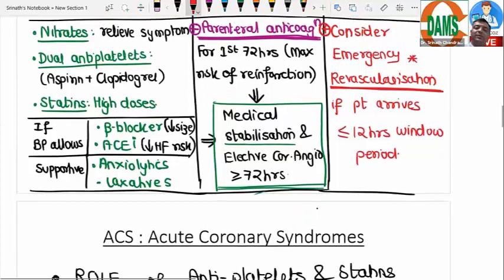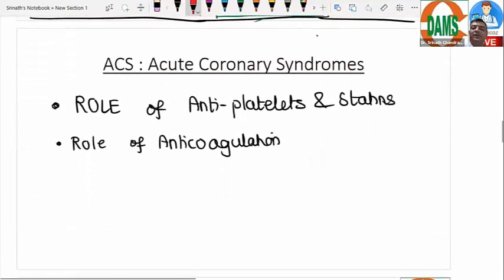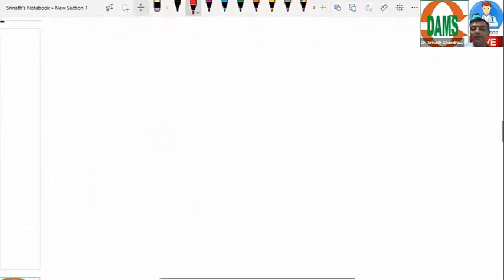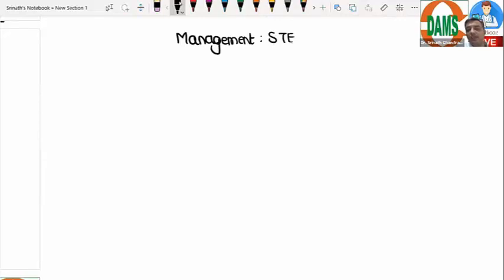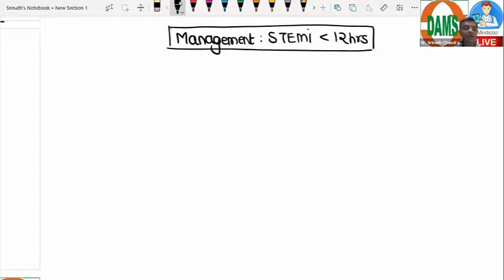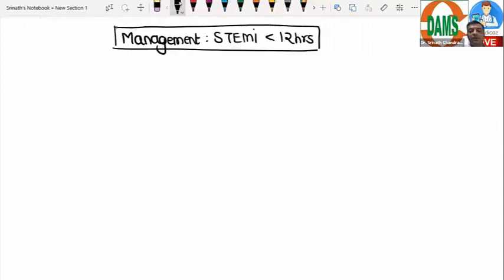So let us write down the protocol for the acute coronary syndrome. Let us write down the management of STEMI. We'll draw the management protocol for STEMI who has come within the 12-hour window period, like in our patient. So simple points, it depends on where the patient has reached.